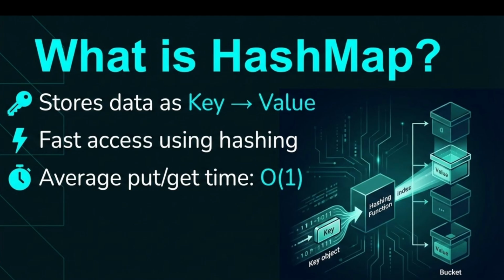HashMap is one of the collections which will store the data in a key and value manner. It stores the data as a node which has key and value. We will discuss what a node is later in this session. When we are accessing the data, HashMap is very fast compared to other collections. Why? Because it uses hashing. And average put and get is O(1).